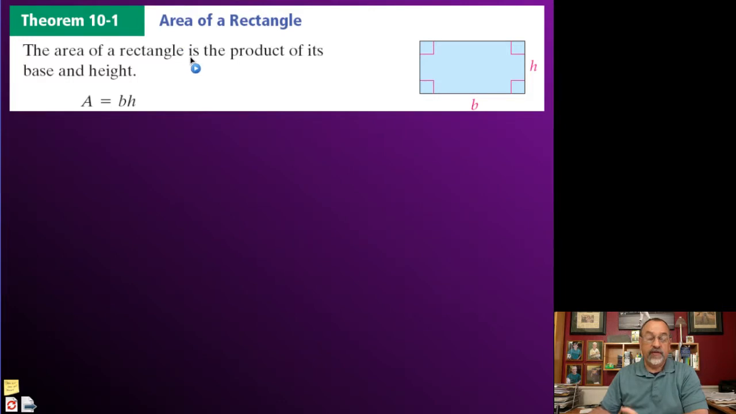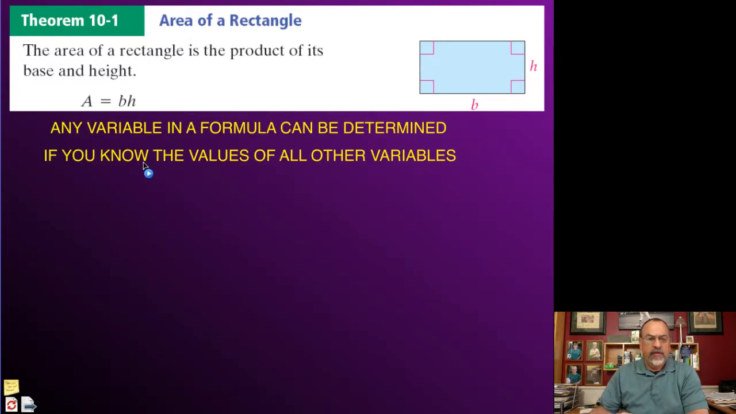The first formula that you'll need to know is that the area of a rectangle is the base times the height. Now rectangles are kind of nice because it doesn't matter what side you choose to be your base, the other side that's connected to it is perpendicular, so you already have a height and a base depending upon what you've chosen. The nice thing about formulas, remember, is that any variable in the formula can be determined as long as you know all of the other ones.